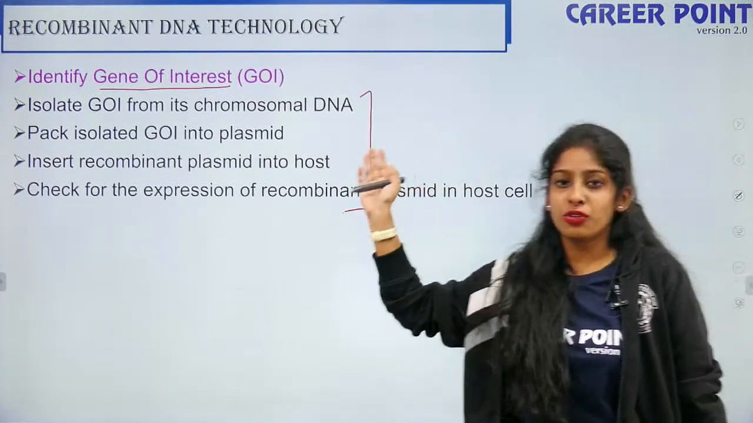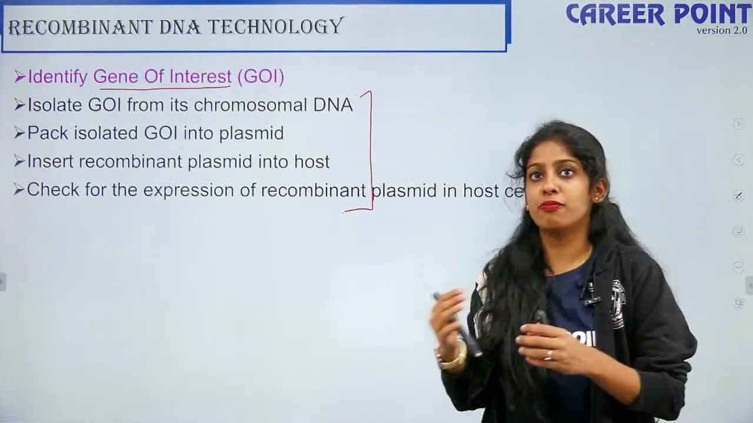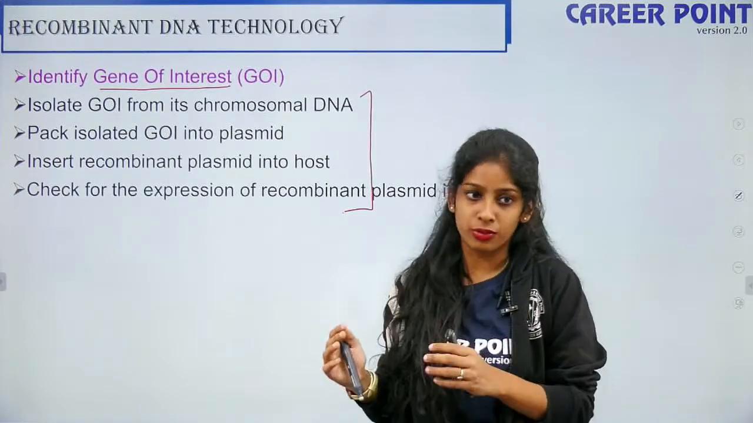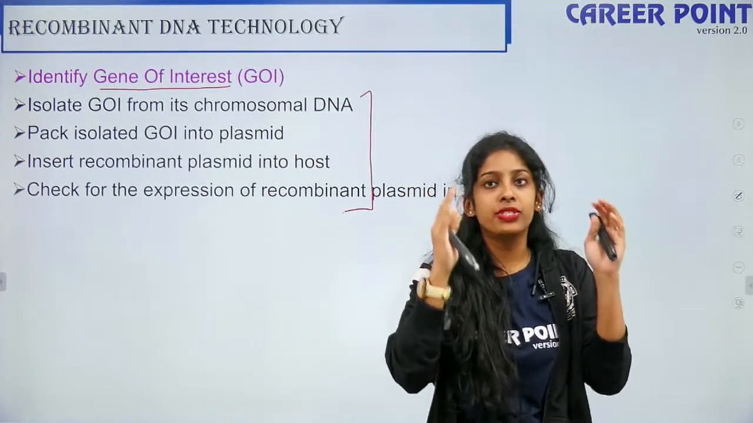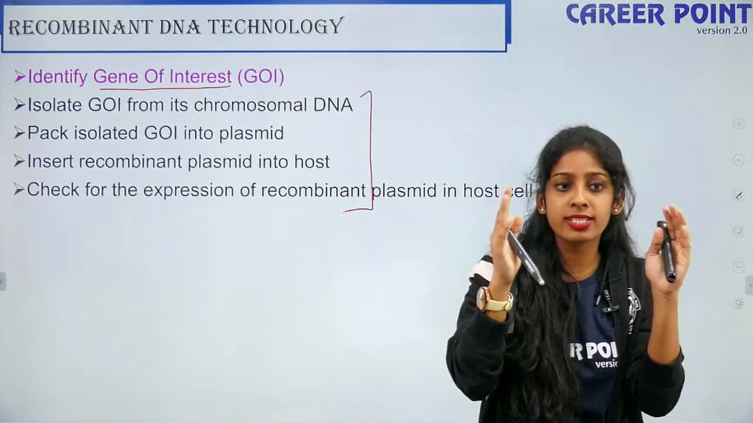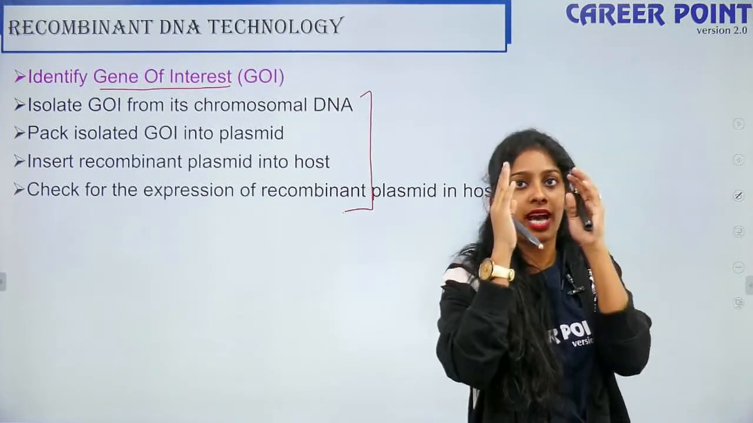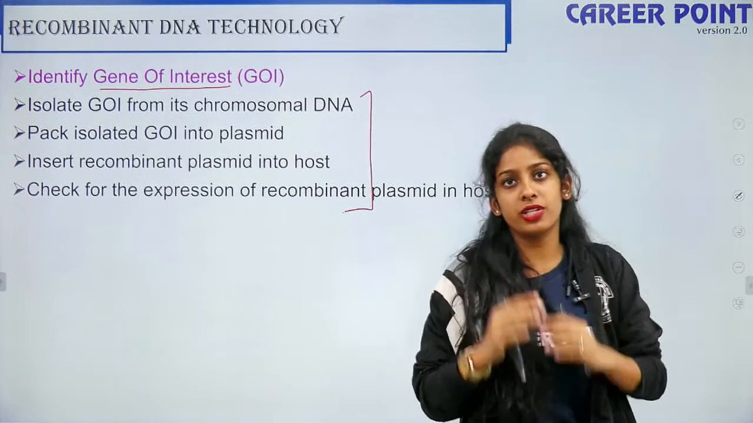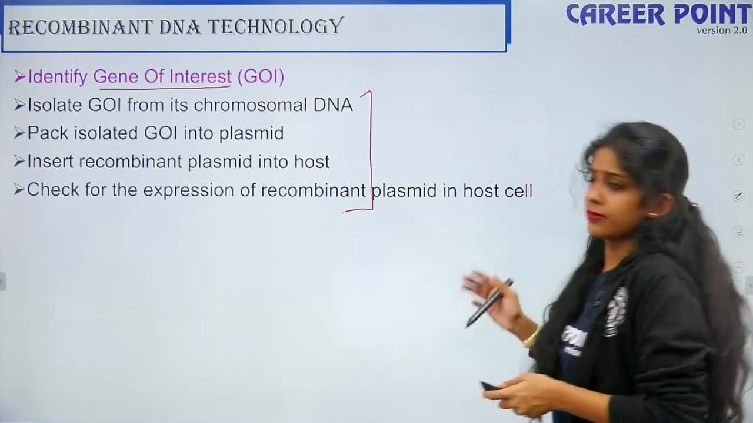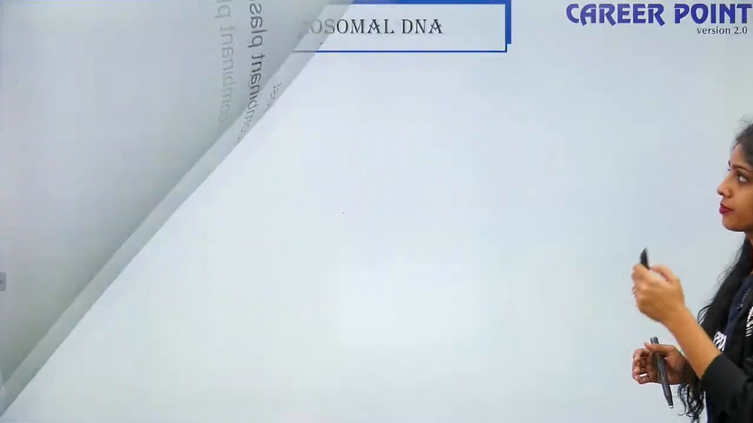So identifying the gene of interest, I told you, you do it with the help of bioinformatics or some other software tool, where your gene is already mapped and you know it is of a particular number of base pairs, and you'll also find out if it has a recognition sequence for a restriction enzyme. Is this much clear?